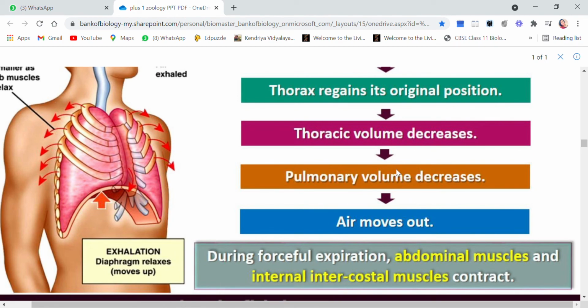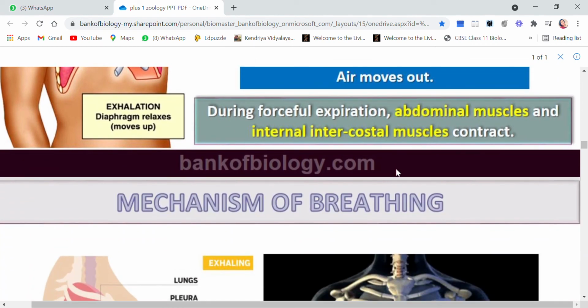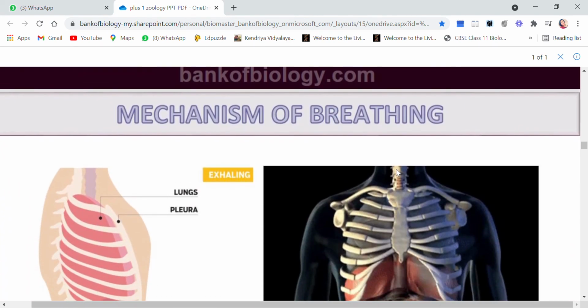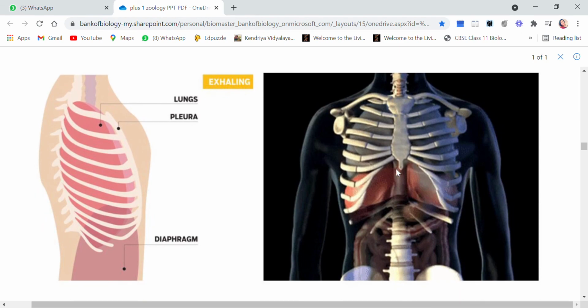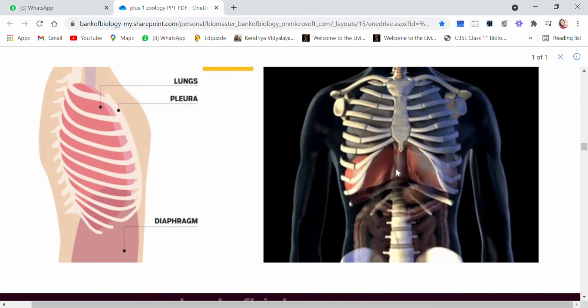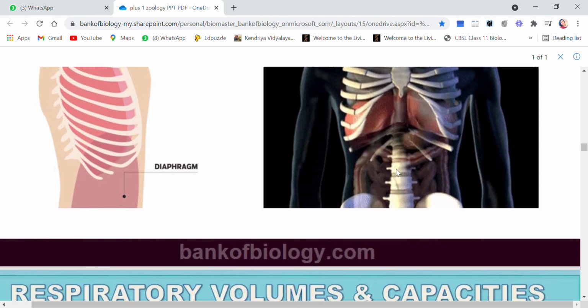So this is inhalation and exhalation. You see, the mechanism of breathing has been shown here. Okay, so I hope you have understood what the mechanism of breathing is.